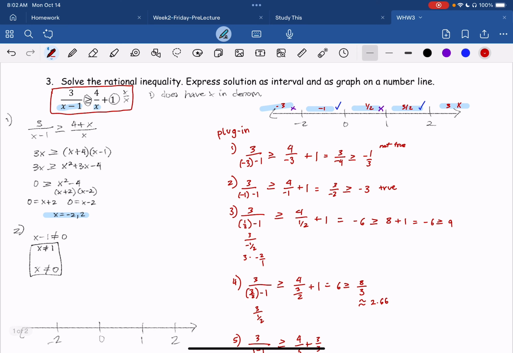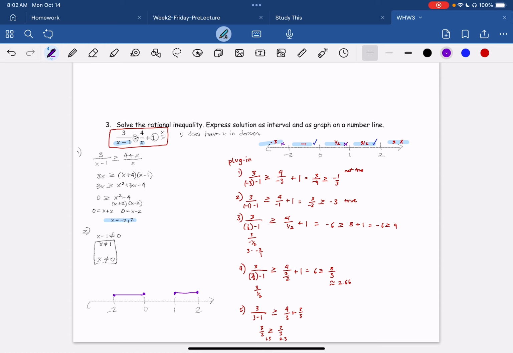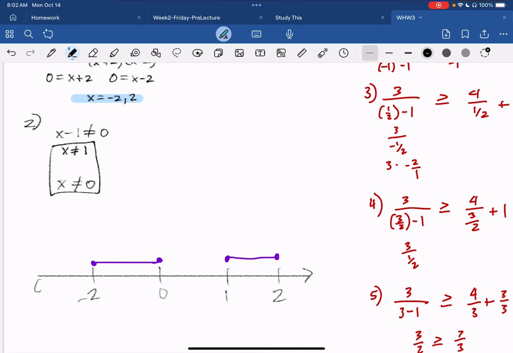So to graph it, I would do a full circle line here. Then I would do a full circle here. And these are the only inequalities that work.